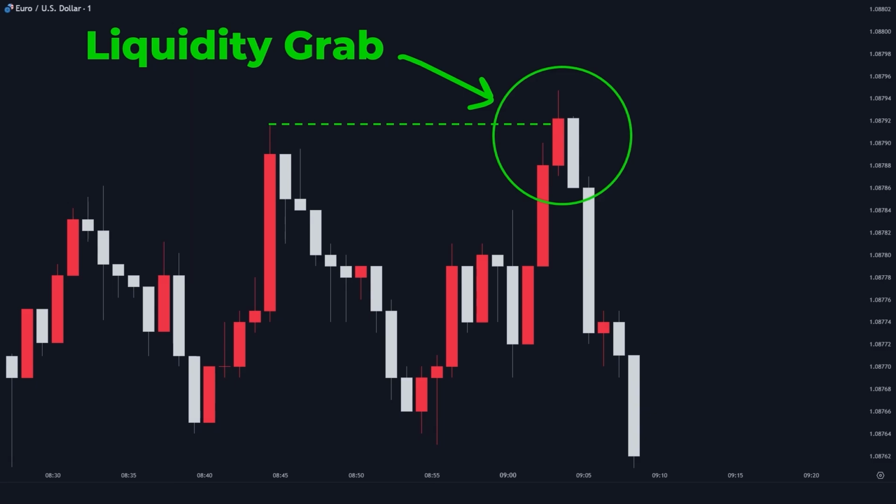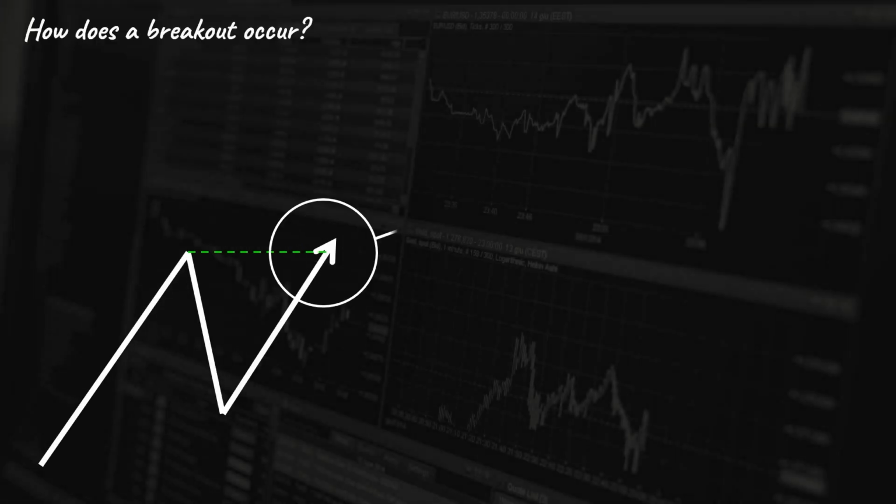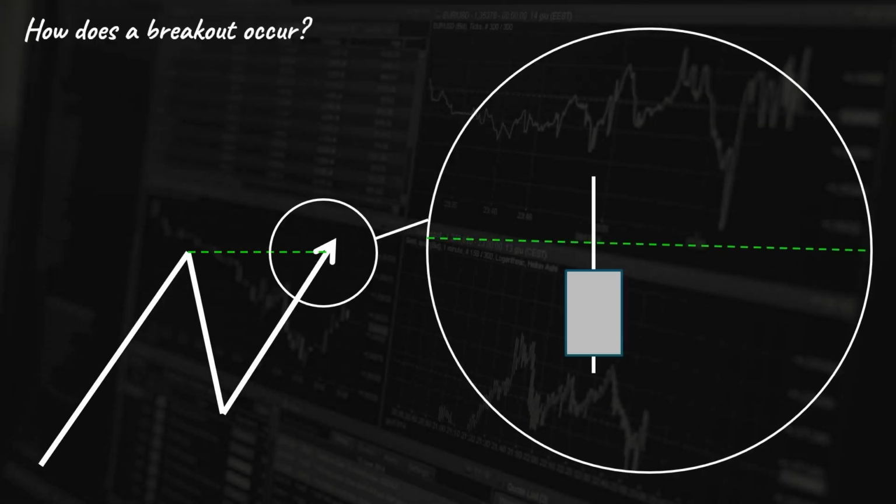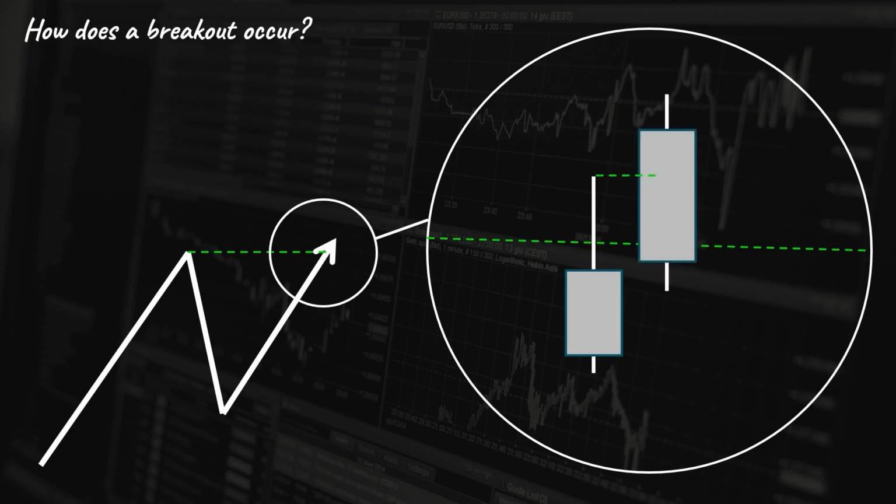So, let's make our concept more advanced. If the price wicks above the previous market structure and closes back inside the range, we won't have a valid breakout, which we previously discussed. But in order to have a valid break, the following candle needs to close above the previous one. This is a strong sign that the sellers have failed to push the price back inside the range, and the buyers are in control.